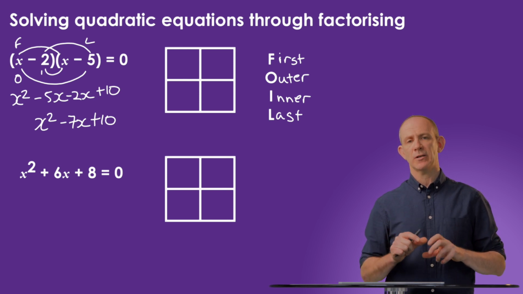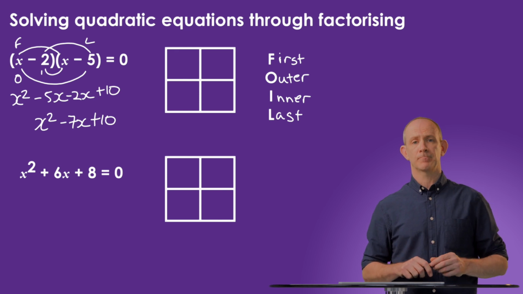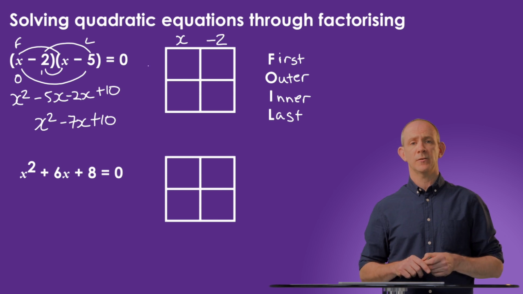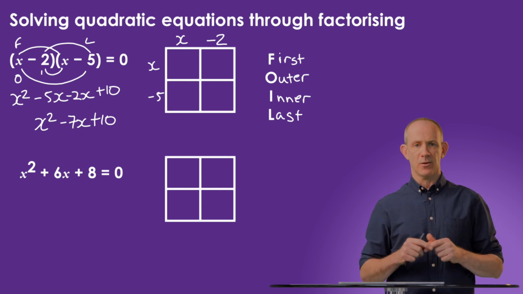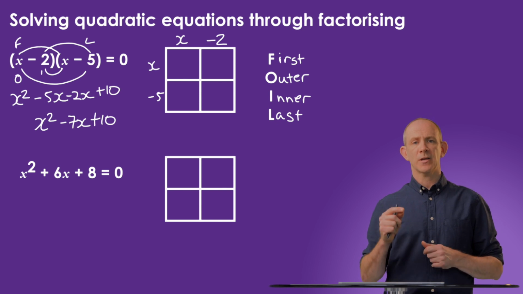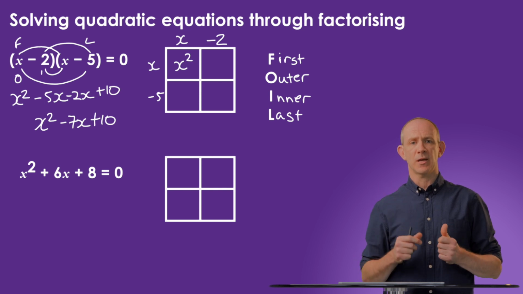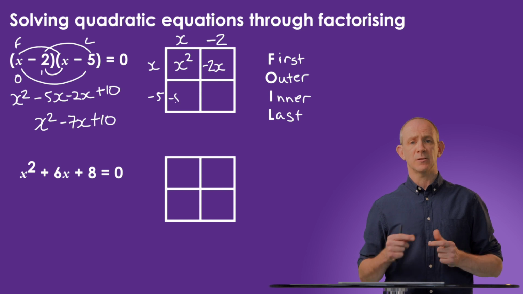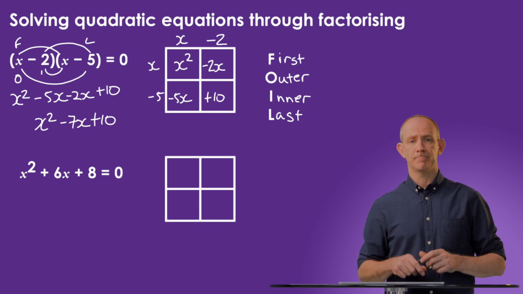Now I'll show you how I do that using the grid method, because we're going to use this to expand these equations later on. So here I'm going to write x minus 2 in the squares above here, and x minus 5 here. Now we know that finding the area of a square would be multiplying the two sides together, so that's what we're going to do here. So we've got x times x, which gives us x squared. We've got negative 2 times x, which gives us negative 2x. We've got negative 5 times x, which gives us negative 5x. And we've got negative 2 times negative 5, which gives us positive 10.